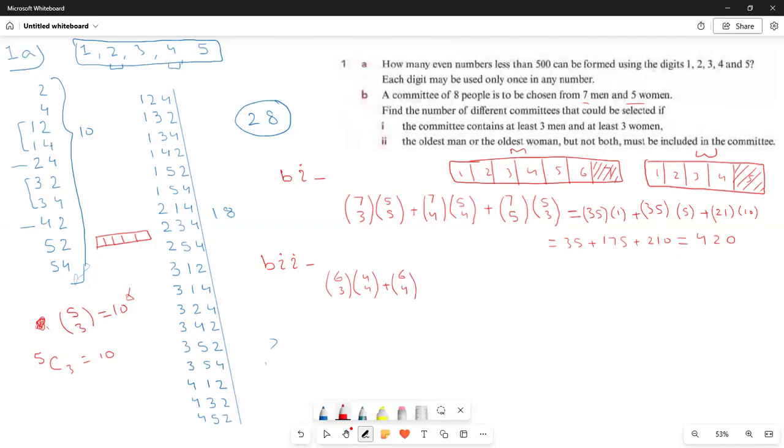Now I have to choose 3 women from here, because I have already chosen 5 men. So from 4 women, I have to choose 3 women.